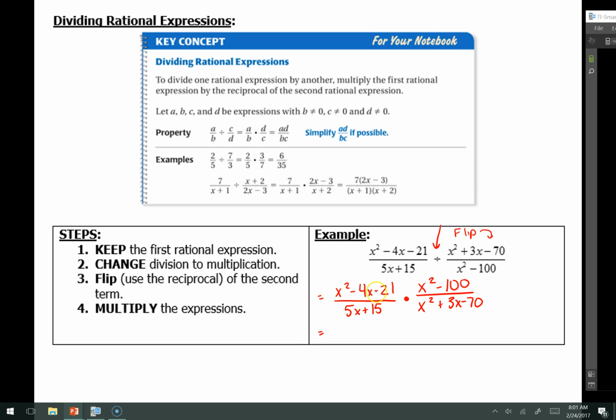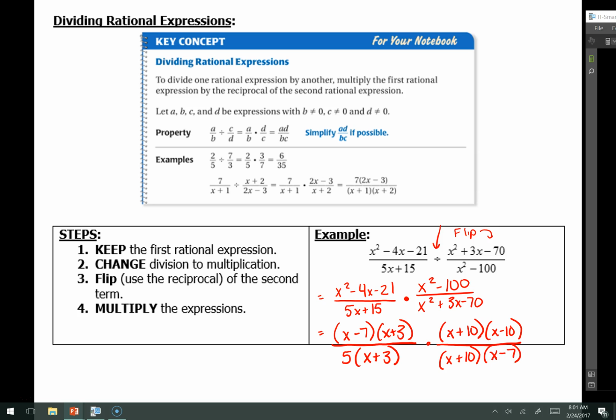This first numerator here, that's going to factor to x minus 7 times x plus 3. The denominator has a GCF of 5. And we're multiplying that by this numerator, which is a difference of perfect squares. So I'm going to write it as x plus 10, x minus 10. And the denominator, let's use 10 times 7, because that'll give us a 3 inside. So that's x plus 10 times x minus 7.